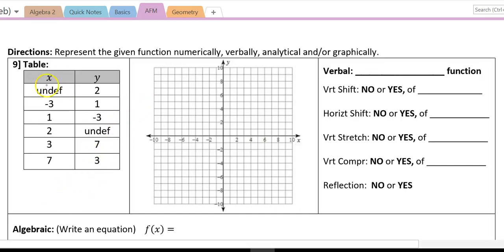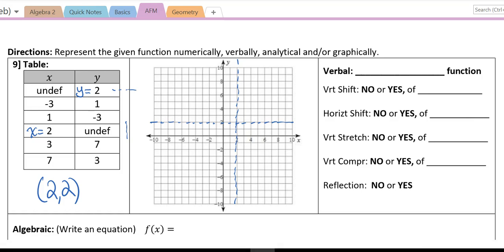Together, this is undefined. The expression is 2. Exist. It has a horizontal and vertical asymptote through the point 2, 2, because the horizontal asymptote is y equals 2 and the vertical asymptote is x equals 2.